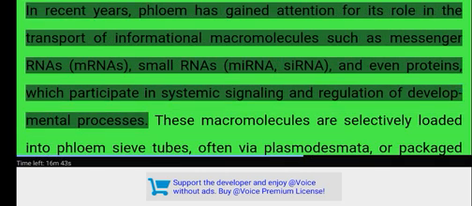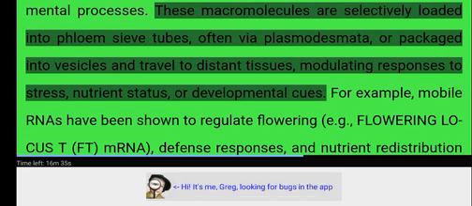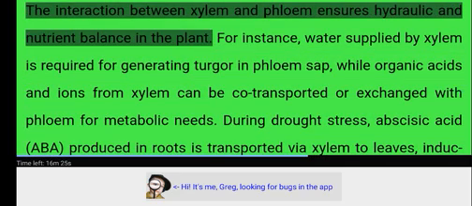In recent years, phloem has gained attention for its role in the transport of informational macromolecules such as messenger RNAs, mRNAs, small RNAs, miRNA, siRNA, and even proteins, which participate in systemic signaling and regulation of developmental processes. These macromolecules are selectively loaded into phloem sieve tubes, often via plasmodesmata, are packaged into vesicles and travel to distant tissues, modulating responses to stress, nutrient status, or developmental cues. For example, mobile RNAs have been shown to regulate flowering, e.g., Flowering Locus T, FT, mRNA, defense responses, and nutrient redistribution under starvation conditions.